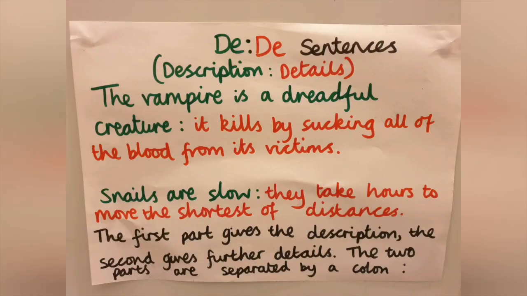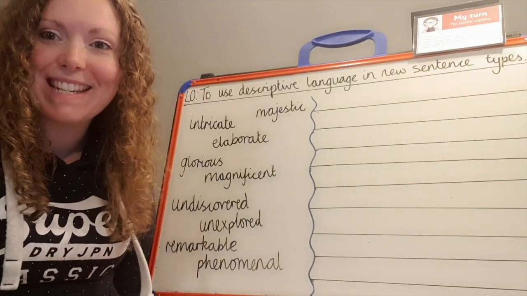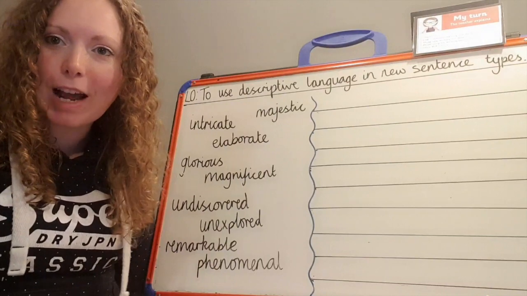A DD sentence is when we write a description and then detail. The two parts of the sentence are separated by a colon, like these examples. Did you get it? It's a DD sentence, wasn't it? Okay, so what I'm going to have a go at modelling now.